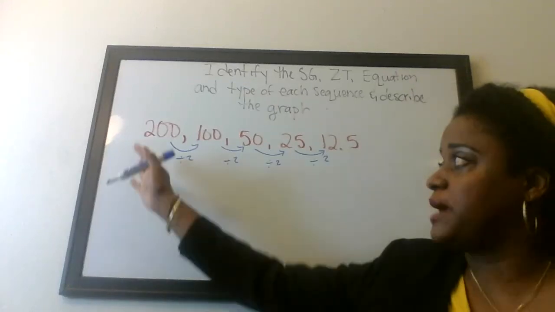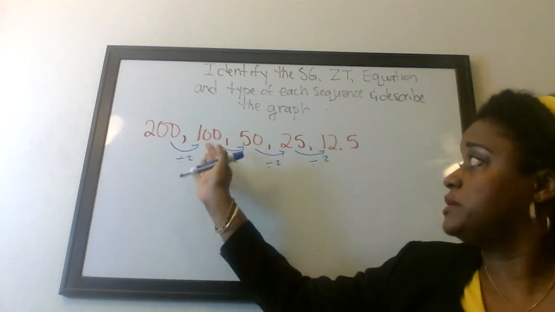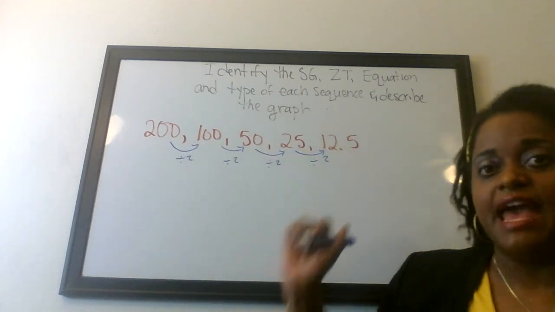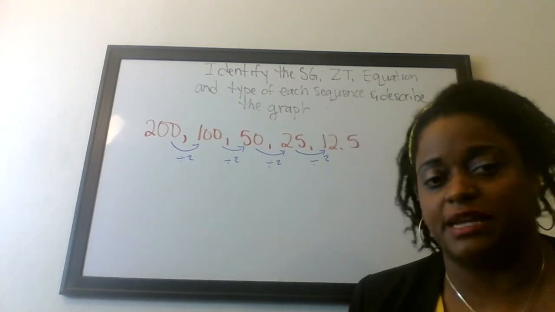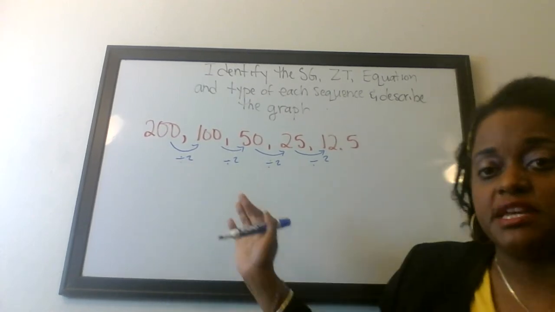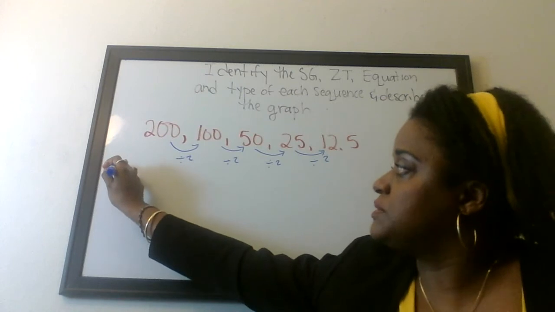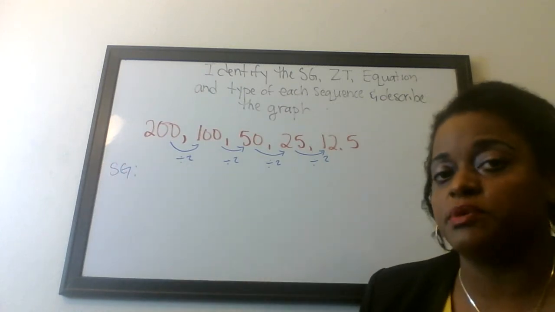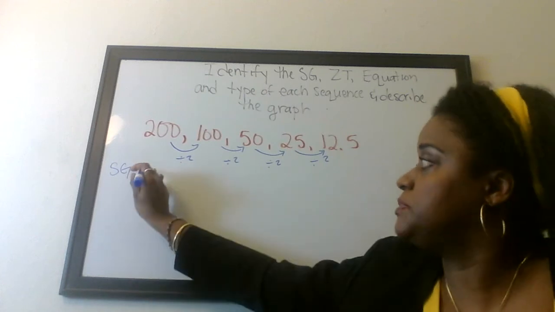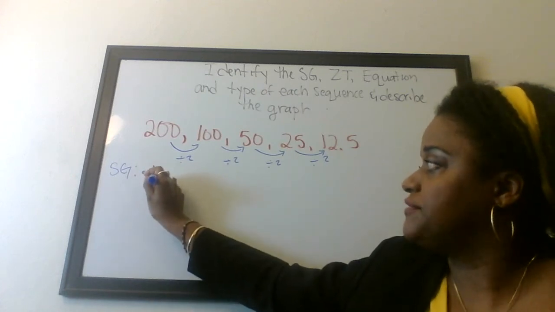Right now in the brown, I have 200, 100, 50, 25, 12.5, and it is decreasing. It's decreasing by being cut in half or divided by 2. Now, to show this, I want to write my sequence generator. My sequence generator is divided by 2, but we write it as a fraction. We write multiply by 1/2.